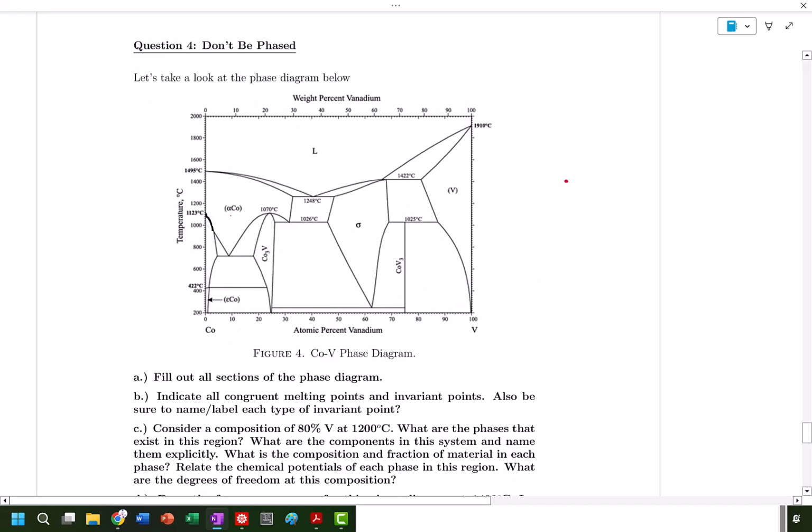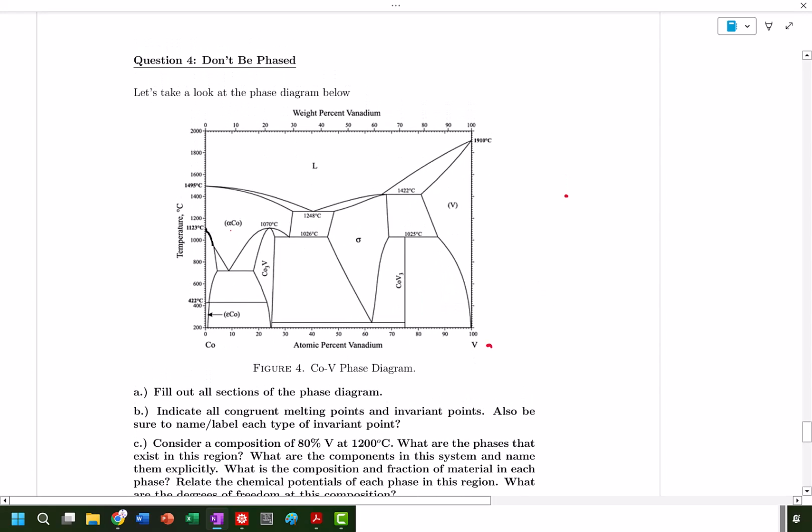All right. Consider a composition of 80% vanadium and 1200. So something 80% vanadium. So we're basically right here. What are the phases that exist? The phases are V and sigma. What are the components in this system? So the components are V and cobalt. Name explicitly.